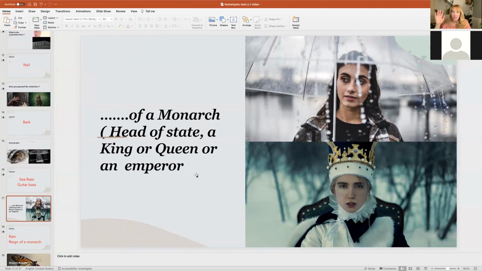So in the first picture, we can see a type of weather, usually in England, or perhaps in the monsoon season. And in the second picture, we have a picture of someone who appears to be royal. They have a crown on their head.